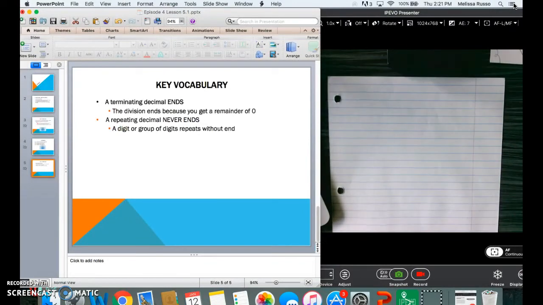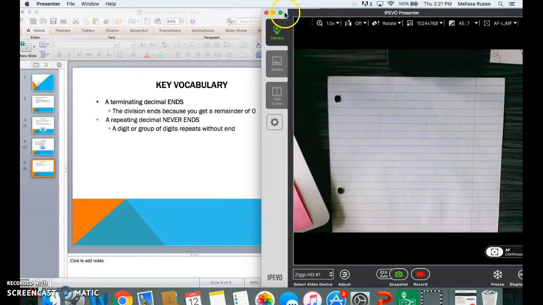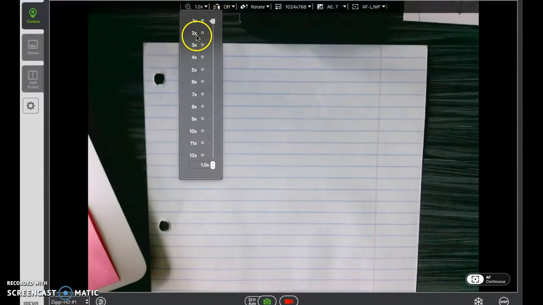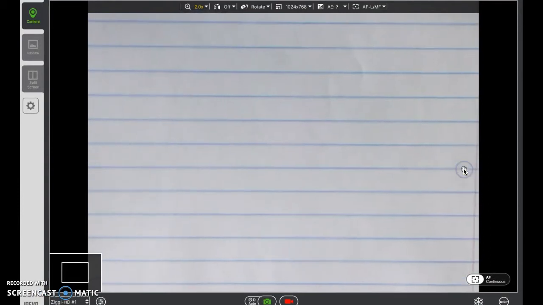So the first example is 3/8. And this is what we're going to do in class on Wednesday or Thursday, depending on when you have math class.